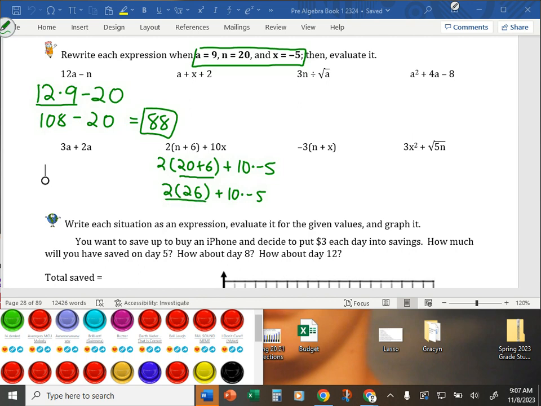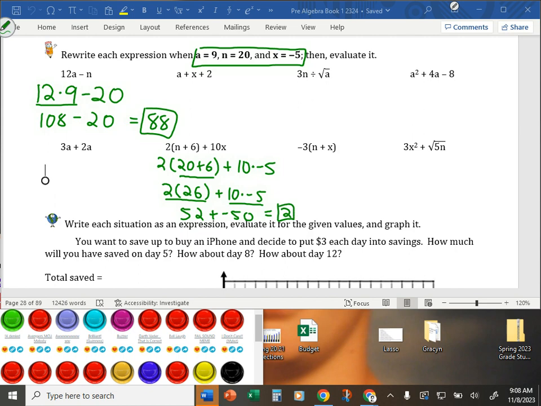So in this case, 2 times 26 is 52. 10 times negative 5 is negative 50. And so our equation becomes 52 plus a negative 50. You think back to PO8, when you add a negative number, what operation is that actually? Subtraction. So 52 plus negative 50, or 52 minus 50, is going to equal 2.